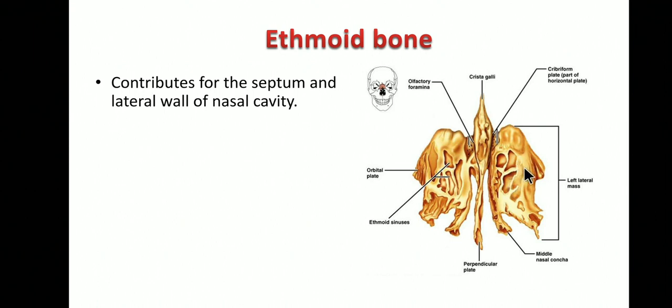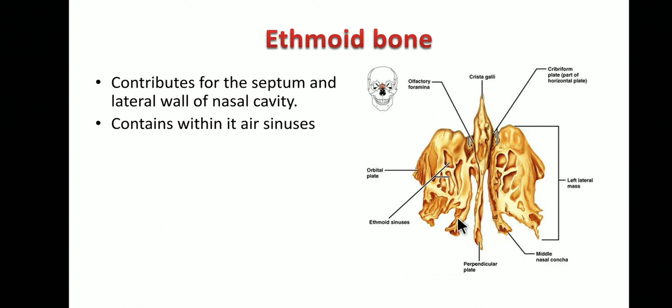Since there are a lot of intercommunicating spaces, the lateral mass on either side is called the labyrinth of the ethmoid bone. Mainly these two lateral masses are called the labyrinth of the ethmoid bone. Because of the numerous intercommunicating spaces, the ethmoidal air sinuses are present, and they are grouped into anterior, middle and posterior. Then from this bony labyrinth, medially you are able to see two projections.